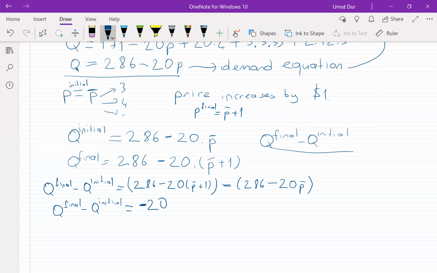20, minus 20, which basically tells us that a $1 increase in price causes a 20 unit decrease in quantity demanded.